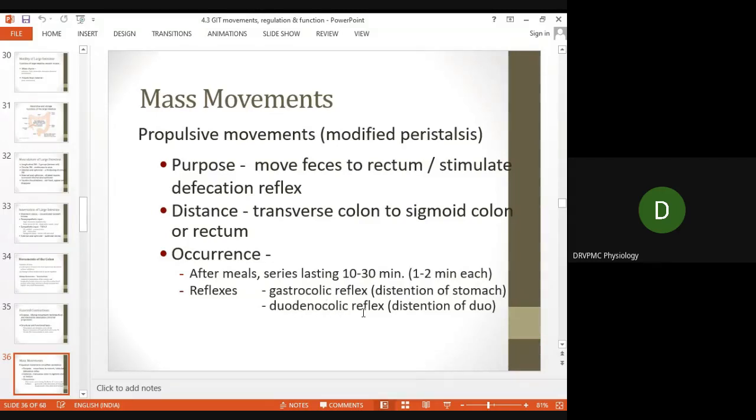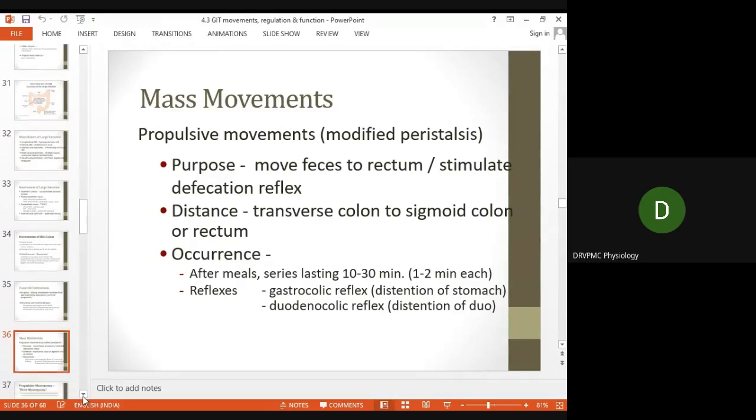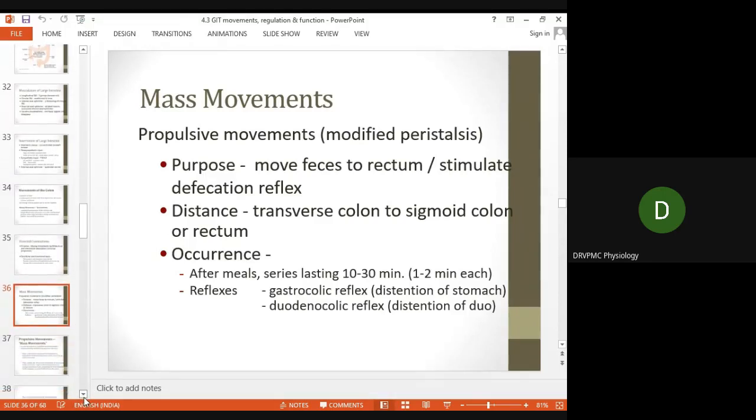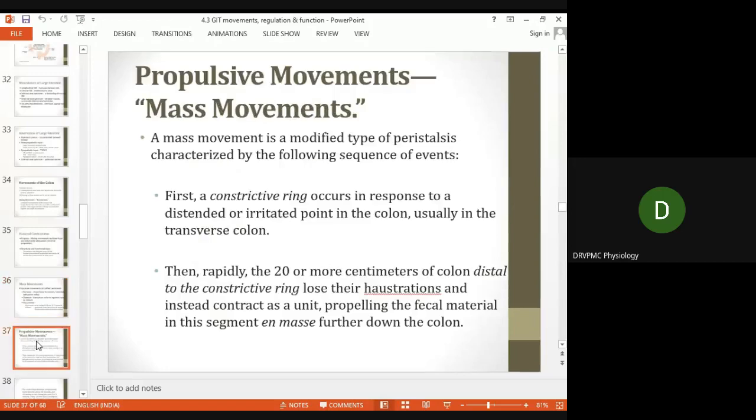Then the duodenocolic reflex. When there is food in the duodenum, there will be a response of the colon. Distension of the duodenum will stimulate the evacuation of the colon. So these are the reflexes responsible for mass movements. Coming to propulsive movements, or mass movements.